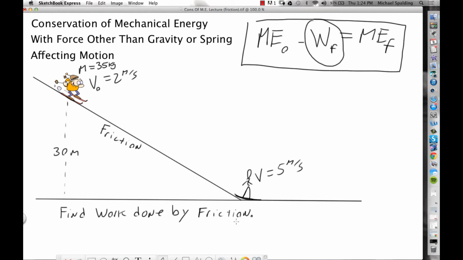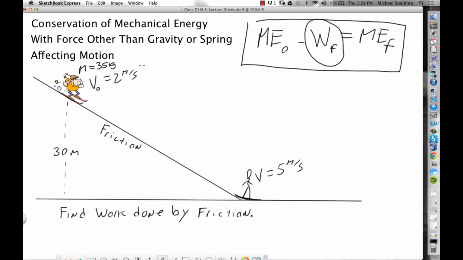All right, so how do you solve for this? We're looking for the work that's done by friction. The skier starts with 2 meters per second, goes down the hill, and at the bottom he's going 5 meters per second. The vertical drop is 30 meters. Hey, when it was no friction, we just did that. When it was no friction, what was his velocity down here? 24.3, right? That would be his velocity if there was no friction. But there is friction, so he reaches the bottom going 5 meters per second. So what's the work done by friction?